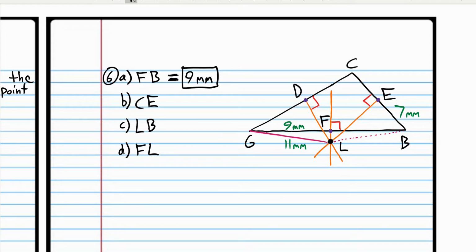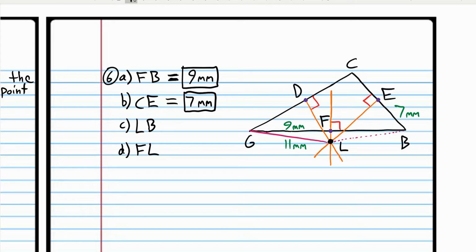So this is really easy stuff, pretty much. You are going to have to use the Pythagorean theorem for some of these problems, but a lot of them are really, really easy. You just look at the picture and you know the answer immediately. CE, again, same situation. If EB is 7 millimeters, then CE must be 7 millimeters also because, again, those orange segments are perpendicular bisectors. We don't need a formal proof to show that they're perpendicular bisectors. I'm not going to require you to do that.